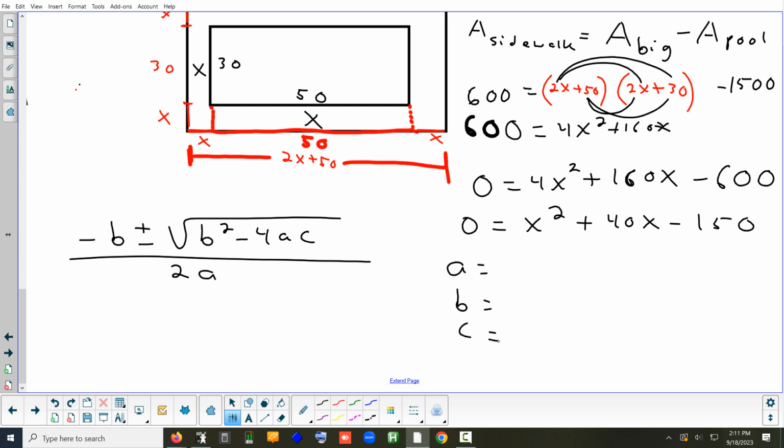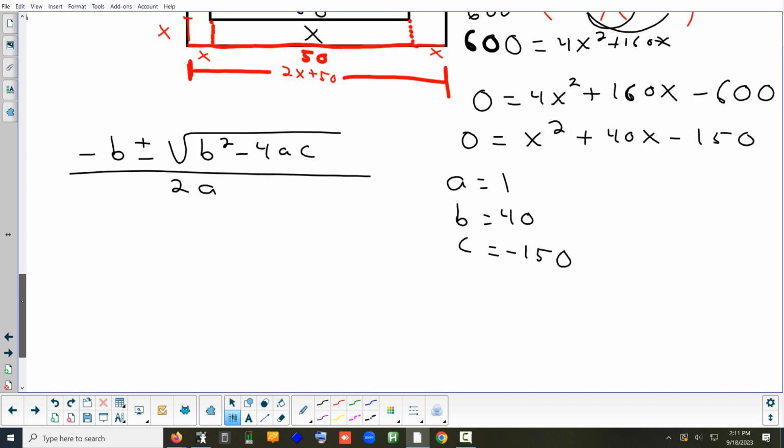Is A x squared? Well, they're all numbers. So A is going to equal a certain number. Yep, 1. It's the number in front of x squared. So you're looking in the right spot. We're just going to look at the number that's in front. How about B? That'd be 40, the number in front of the x. And C? Would be negative 150. Okay, so fill those numbers in.